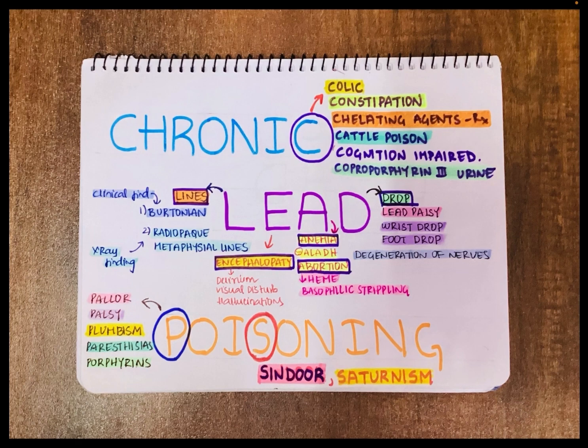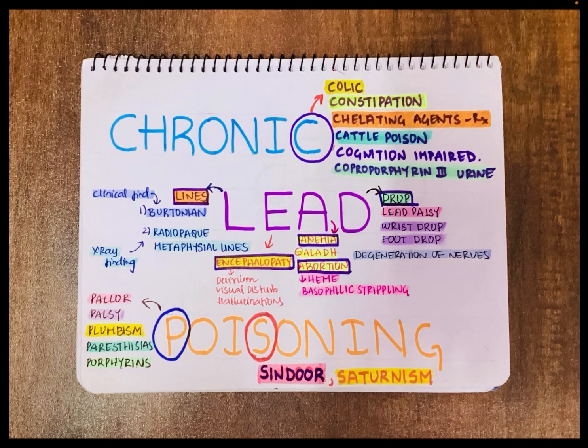And the D stands for drop, where the wrist drop and foot drop can be noticed. It is seen in the lead palsy. It is because of the degeneration of the nerves and the atrophy of the muscles. So because of the degeneration of nerves, you can see the wrist drop or the foot drop. So D stands for drop, A stands for anemia, abortion, inhibition of ALA dehydrogenase, E stands for encephalopathy, L stands for two lines. One is the Burtonian line and the second is the radio opaque metaphyseal lines.